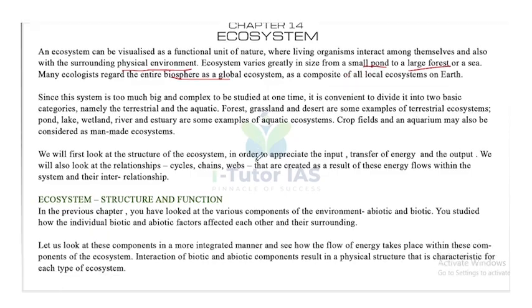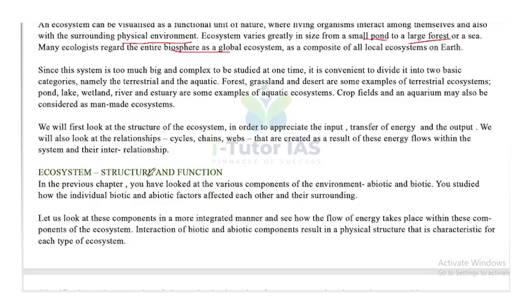Moving on. Since the system is too big and complex to be studied at one time, it is convenient to divide it into two basic categories. So there are two basic categories into which we can divide the complex concept of ecosystem.